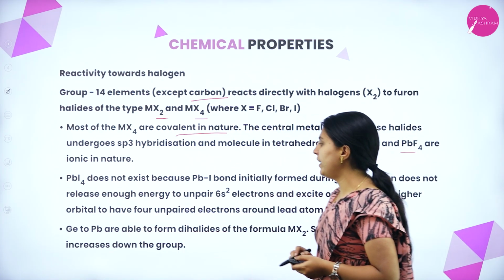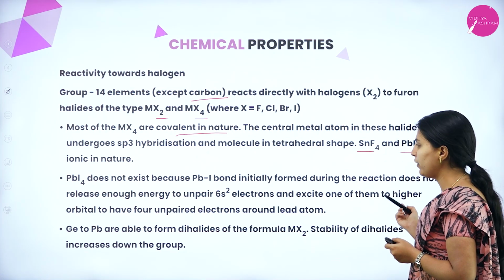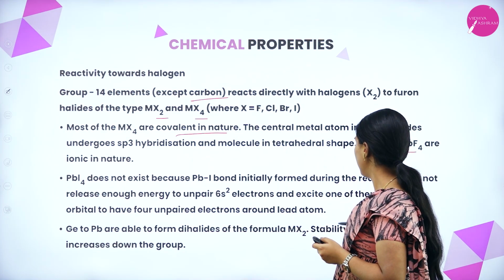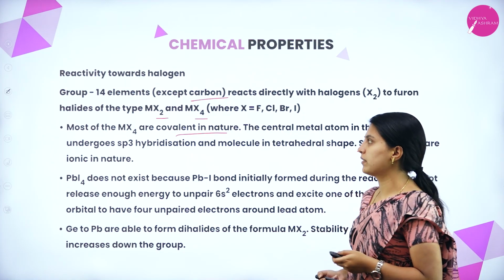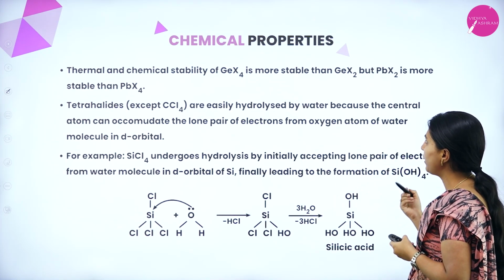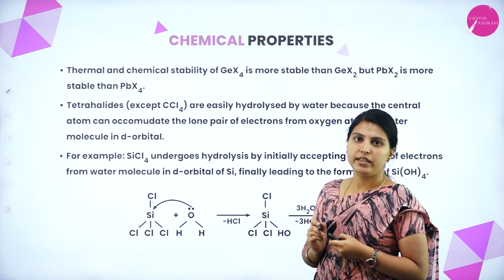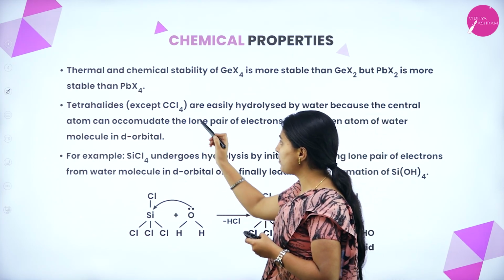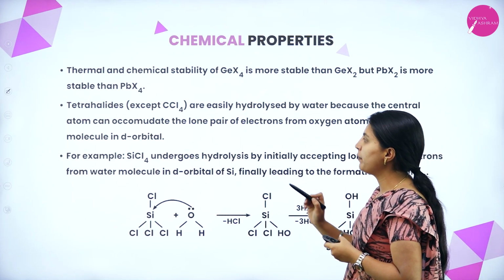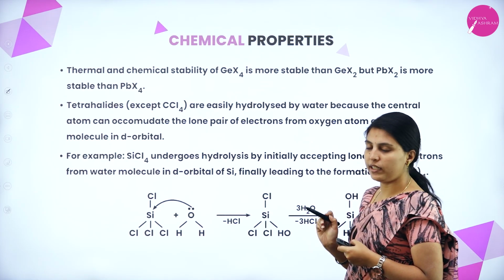Next, germanium and lead are able to form dihalides of the formula MX2. The stability of the dihalides increases down the group. As we go down the group in the periodic table, the stability of the dihalides increases. Thermal and chemical stability of germanium tetrahalide is greater than germanium dihalide, but lead dihalide is more stable than lead tetrahalide. Tetrahalides except CCl4 are easily hydrolyzed by water because the central atom can accommodate the lone pair of electrons from the oxygen atom of the water molecule in its d orbital.